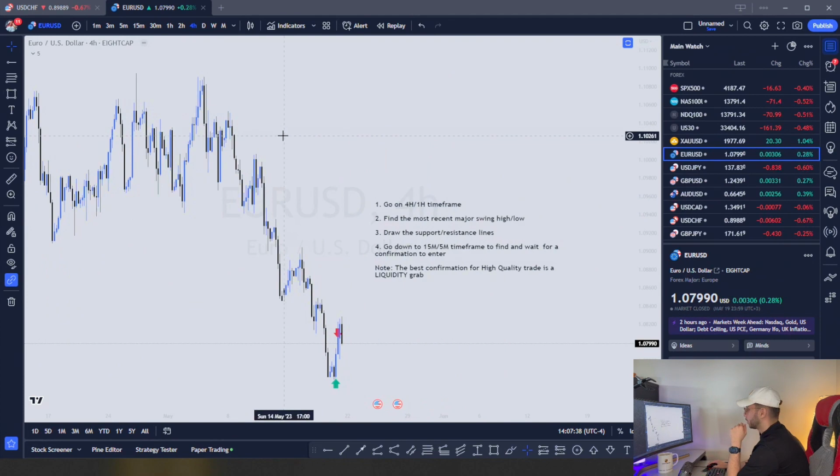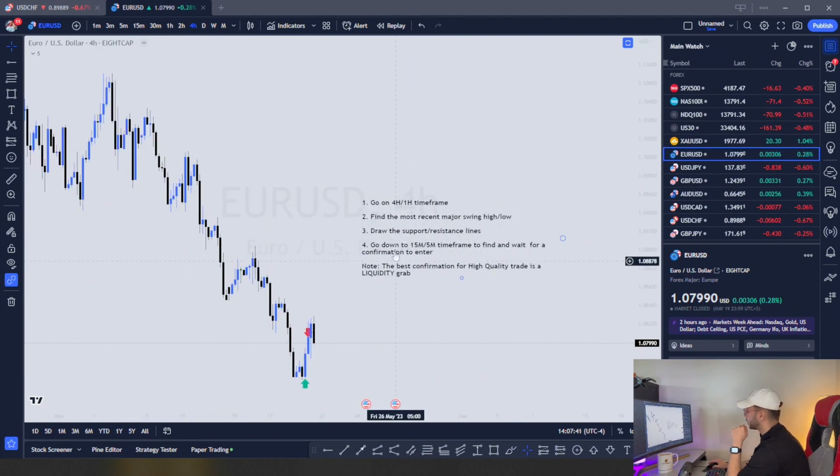So first of all, these are all the steps that we need to follow in order to take the most advantage of the strategy. The first step is to go on the 4-hour or 1-hour time frame. For this particular example, I'm just going to use the Euro USD, and then I'll go over a few charts later on after we cover all these steps. So for example, here on the Euro USD, we go on the 4-hour.